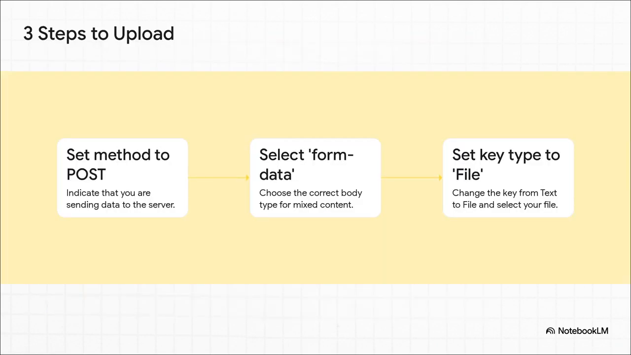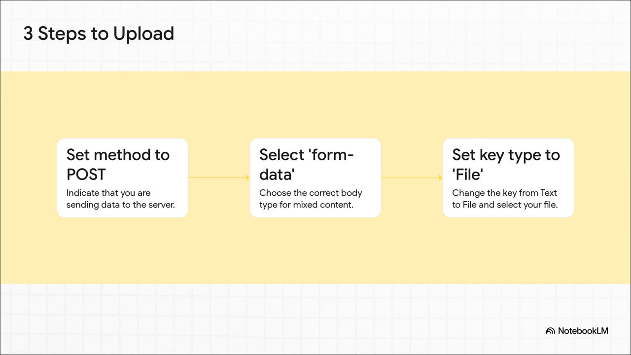Now in Postman, this is way easier than it sounds. It's really just 3 simple steps. First, you've got to set your request method to post because you're sending new data to the server. Then, head over to the body tab and just select form data. And finally, this is the magic part, you enter a name for your key, but instead of leaving it as text, you click the drop-down and change it to file. As soon as you do that, Postman will let you pick a file right off your computer.